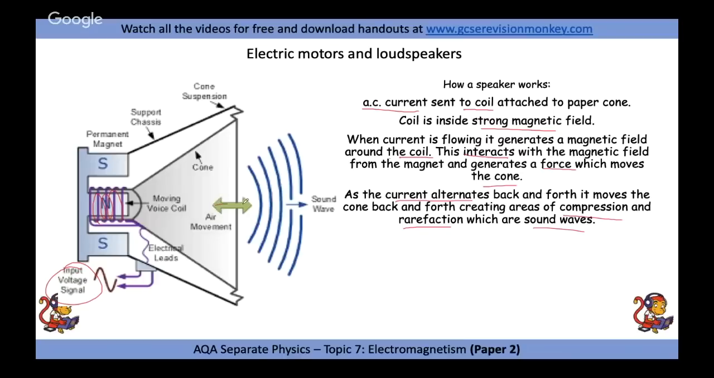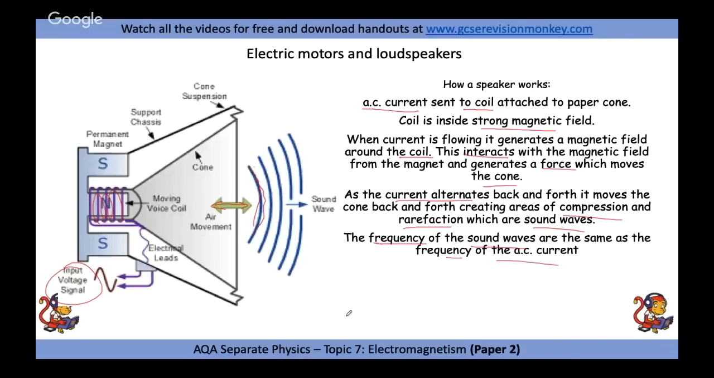So the cone moves in and out. As it moves in and out, it compresses and rarefies the air in front of it. The frequency of the sound waves is the same as the frequency of the AC current.